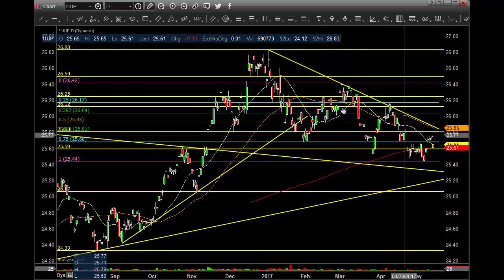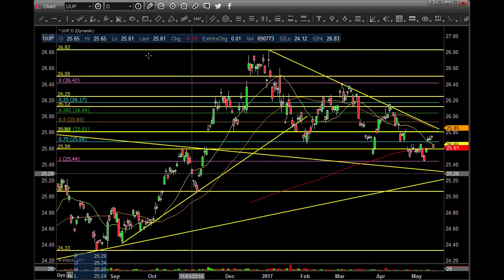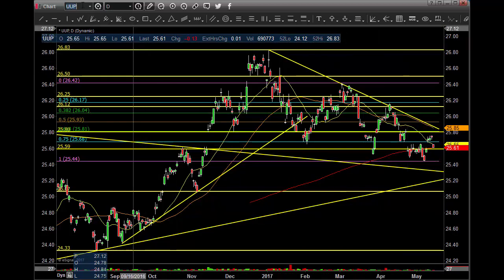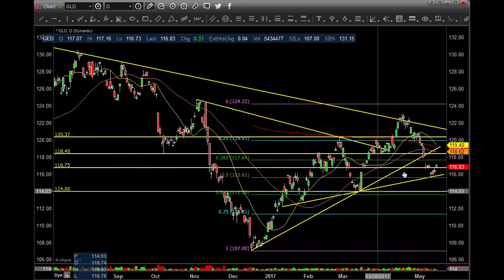Nothing to do on here. If you're short from up in there, start taking something off. That's not a bad trade from here to here. You get a buck on this. Take some profits, guys. All right, let's look at the GLD. JNUG's been moving up too. We'll look at that one as well.